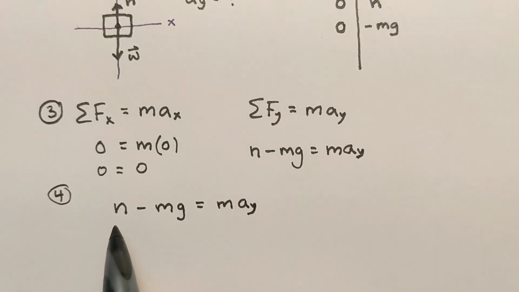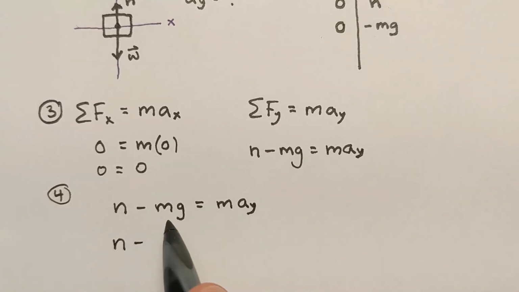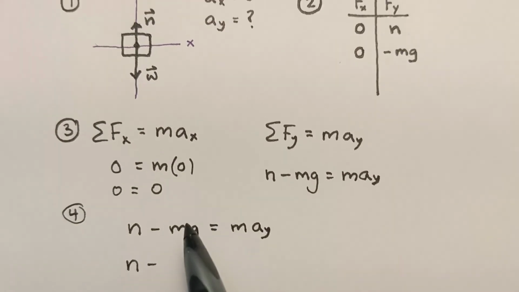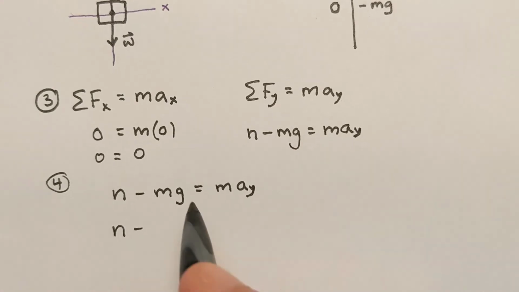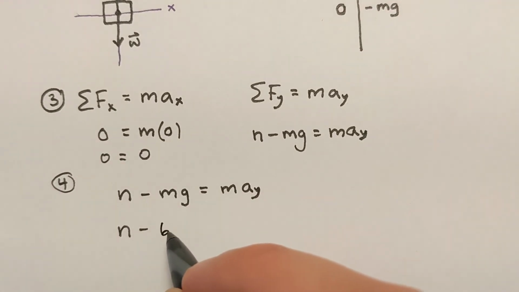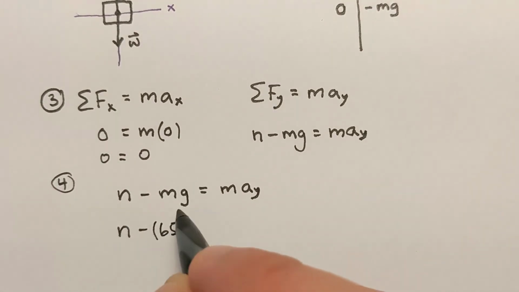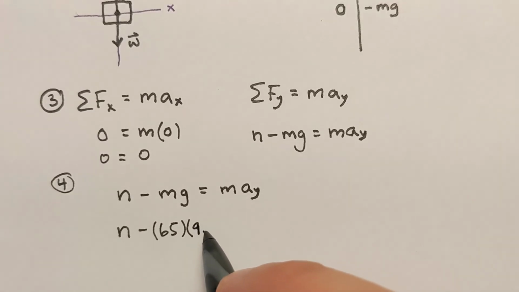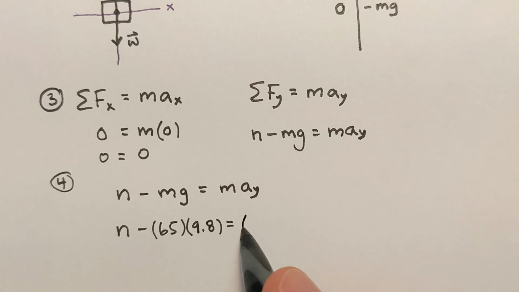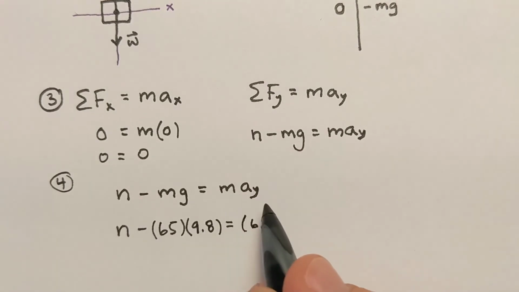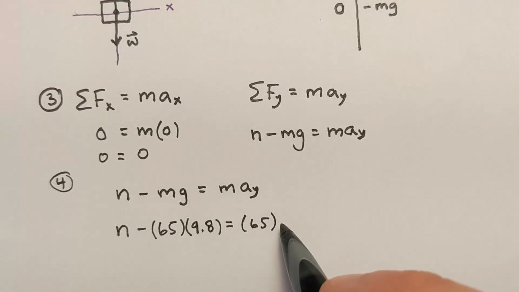The normal force I don't know, that's what I'm looking for. M is the mass of the person, the mass of this object, right? We said that's 65 kilograms. Little g is positive 9.8. Again, M, the mass of the person, 65 kilograms. And the acceleration in the y direction, we don't know that.